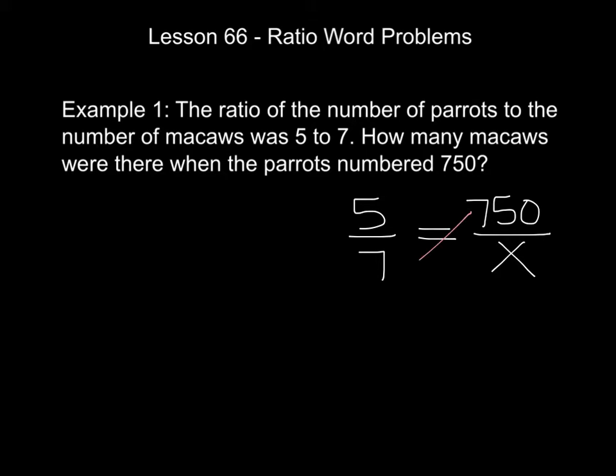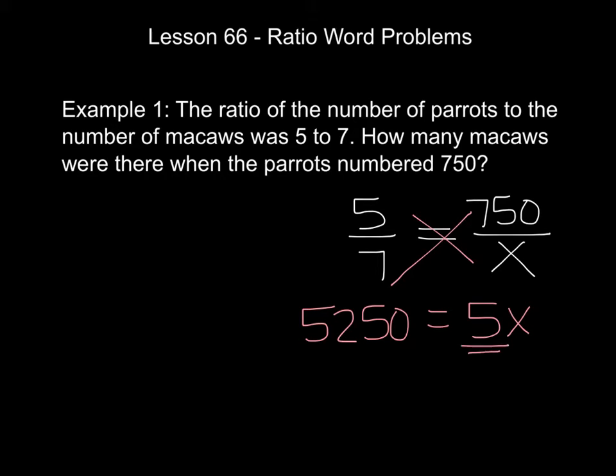I'm going to do 7 times 750, and I get 5,250. 5 times X gives me 5X. To solve for X, I look at what's happening. I need to get rid of the 5. 5 and X are being multiplied, so the opposite would be to divide. When I divide 5,250 by 5, I get 1,050.